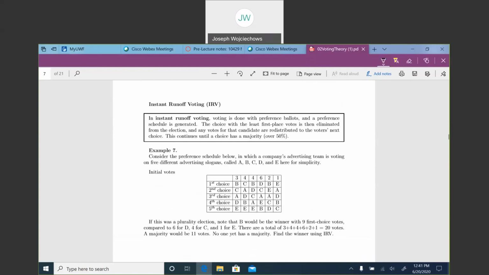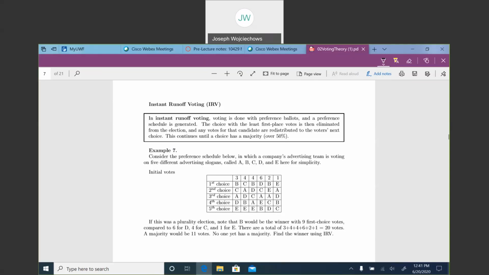Next thing we have is something called instant runoff voting. Voting is done with preference ballots and a preference schedule is generated. The choice with the least first place votes is then eliminated from the election, and any votes for that candidate are distributed to the voter's next choice. This continues until a choice has a majority, which is over 50%.